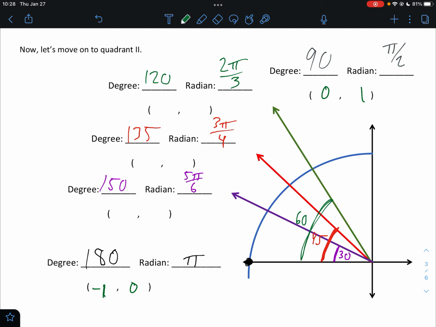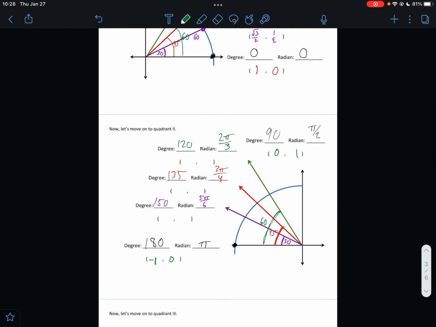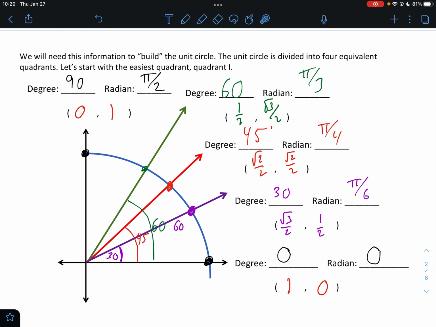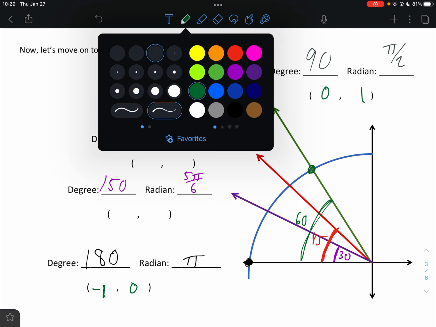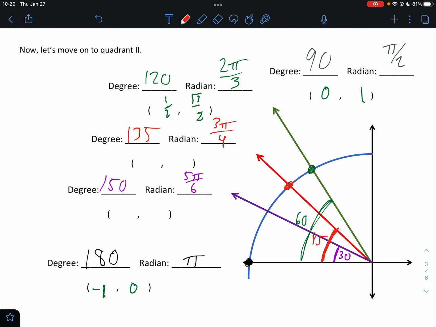The other 3 coordinate points are going to be exactly the same as these 3. So 1/2, √3/2, √2/2, √2/2, and √3/2, 1/2. So those points are exactly the same. Let's go ahead and throw those in. 1/2, √3/2 would be this point right here. This point right here would be √2/2, √2/2. And this point right here would be √3/2, 1/2.